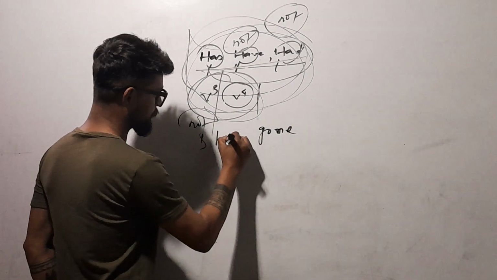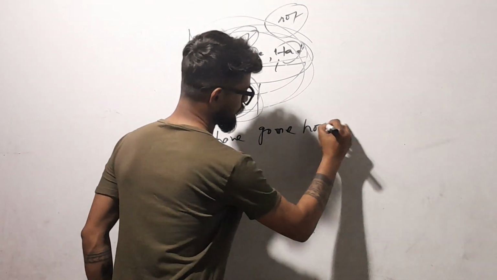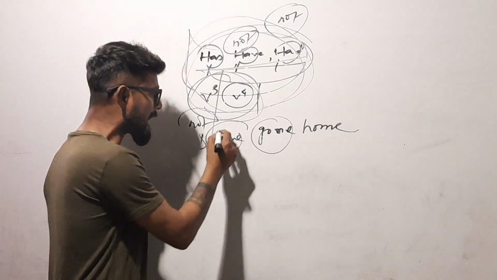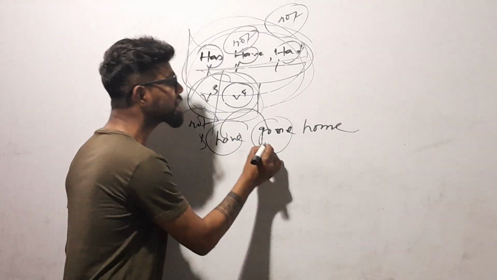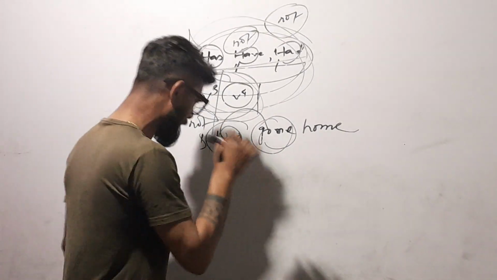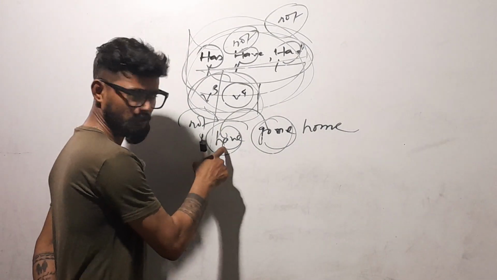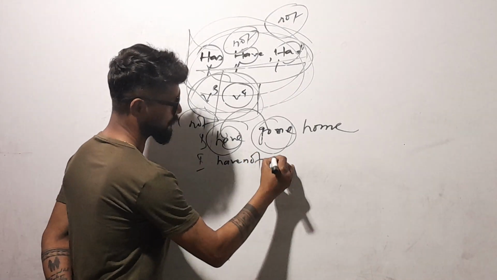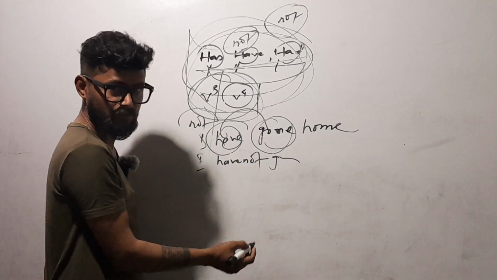I have gone home. So what is this have? And here gone. Have, after what is this? Gone. It means this is verb 3, and it works as and is used as an auxiliary verb. So I have not gone, or I haven't gone.